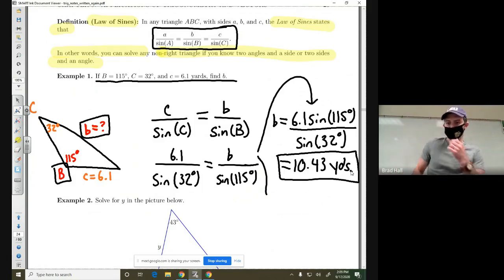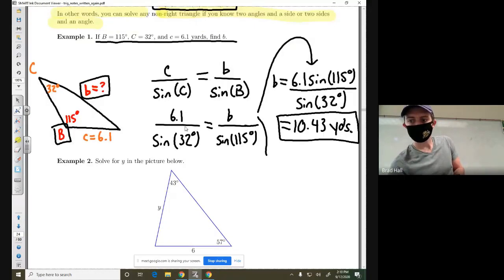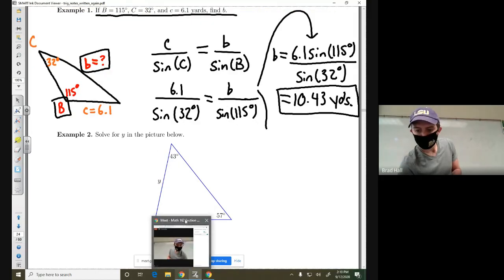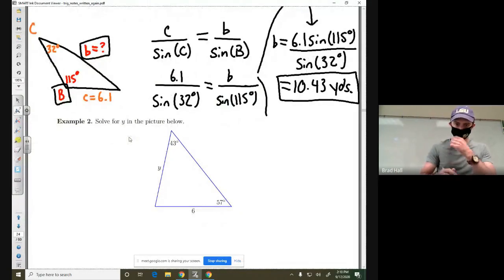So this is an application of the law of sines. Does anyone have any questions about this so far? If not, we're going to do another example pretty similar. Okay, cool. So let's go ahead and move on to example 2.